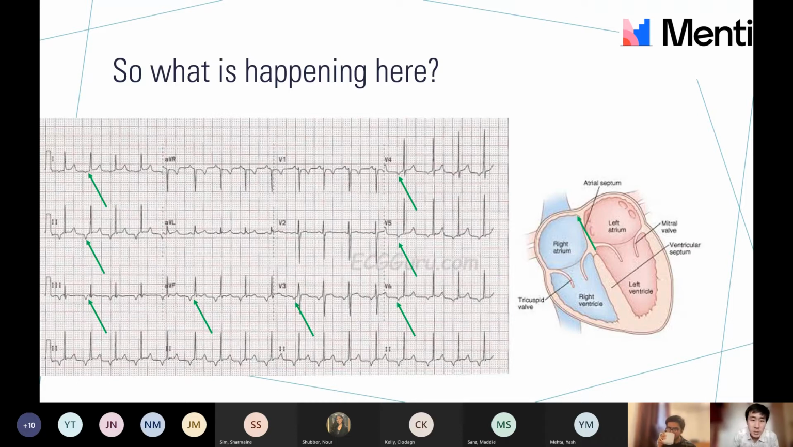So the green arrows are pointing at a bit of a clue, but can you tell me what this means in terms of the depolarization of the heart? Okay, let's close the voting.